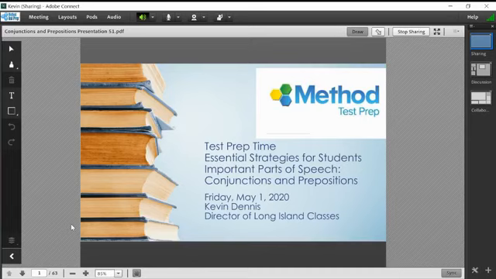That's what we're going to talk about today, specifically when it comes to the Writing and Language section for the SAT, the English section for the ACT, or even just general English coursework.